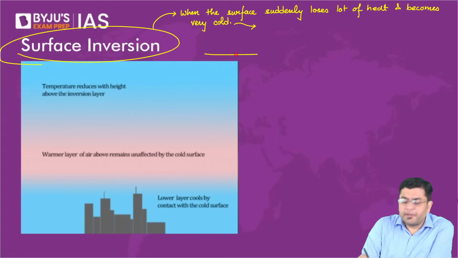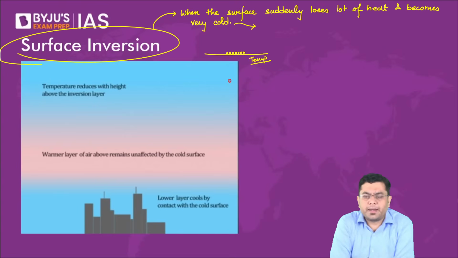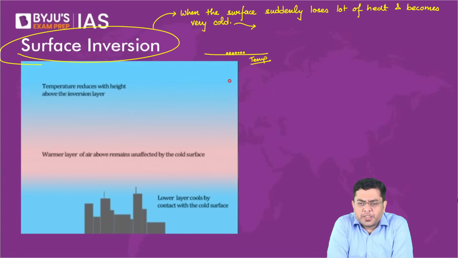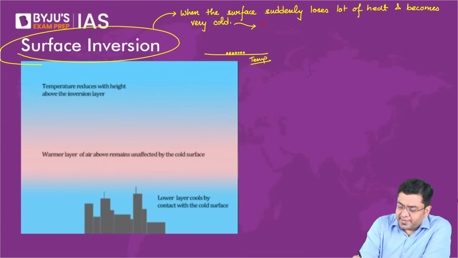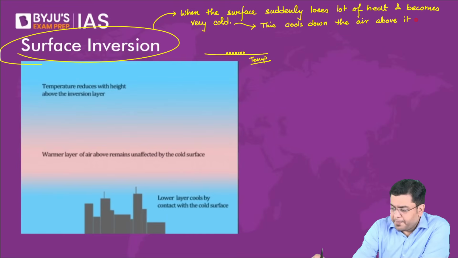we have seen that for any surface, whatever might be the temperature of the surface, the air above it, will it get influenced by the surface temperature or will it be independent of the surface temperature? What do you think? It will be influenced by the process of conduction. So this cools down the air above it immediately.